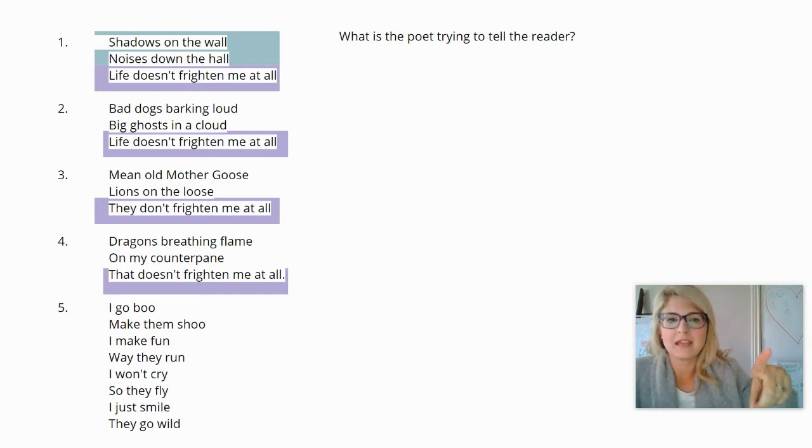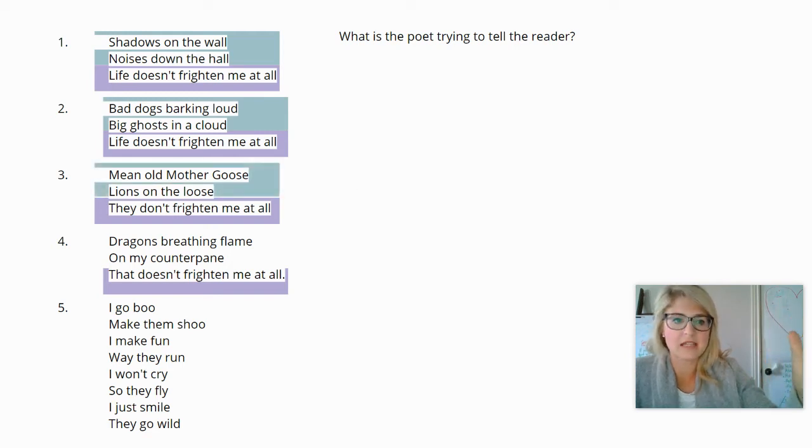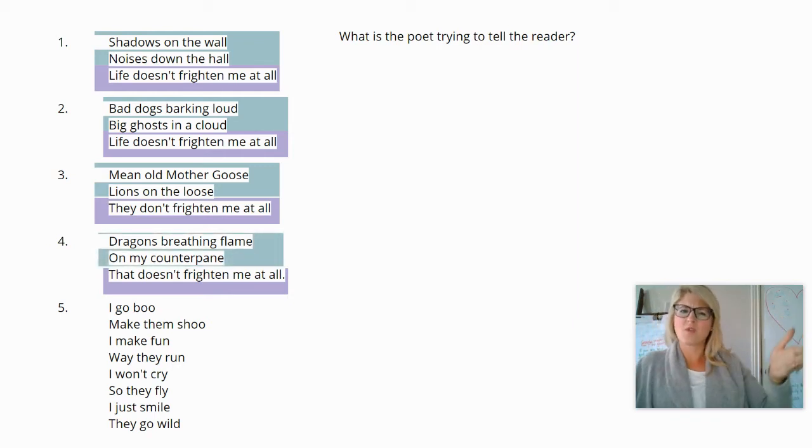So now let me look at the other two things in these stanzas. I see shadows on the wall, noises down the hall, bad dogs barking loud, big ghosts in a cloud, mean old Mother Goose, lions on the loose, dragons breathing flame on my counterpane. So all those things have something in common too. I can put all that together that are highlighted in green, and I can kind of think, well, she's just explaining all these things, bad things that could happen to her in life or that are scary, like creepy noises, scary shadows, bad dogs, big ghosts, lions. All those things are kind of scary.